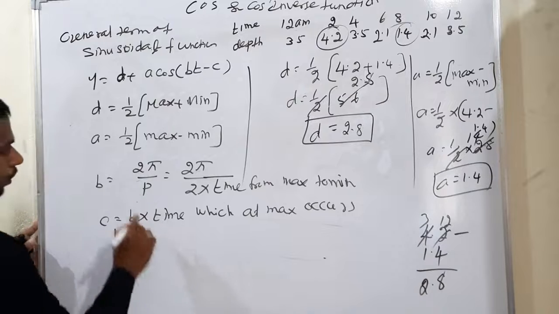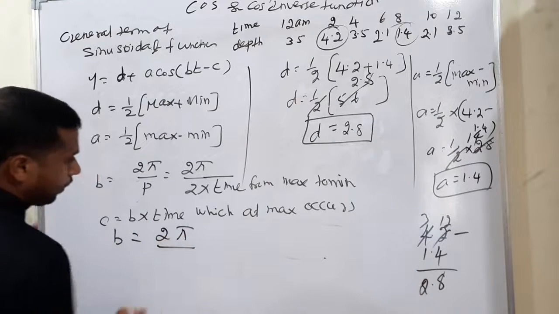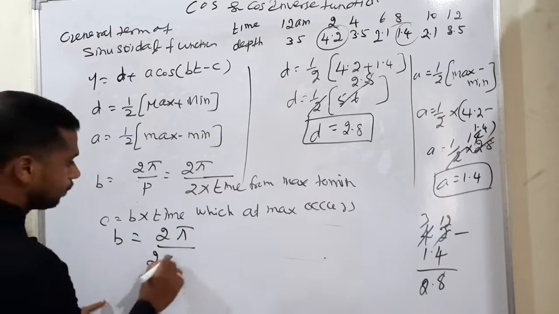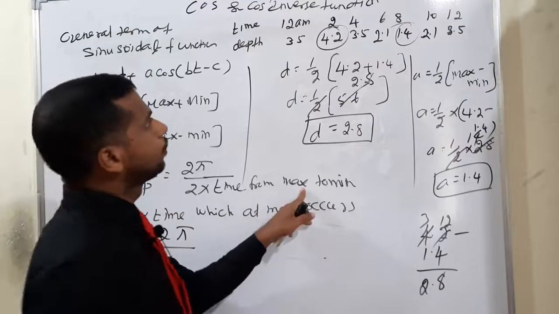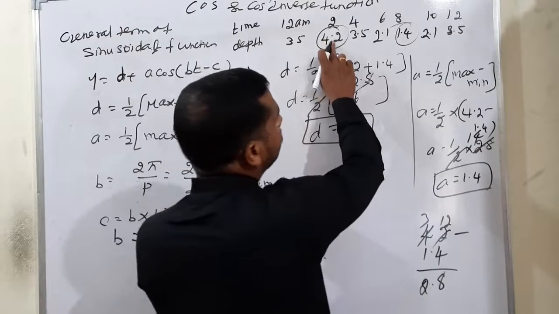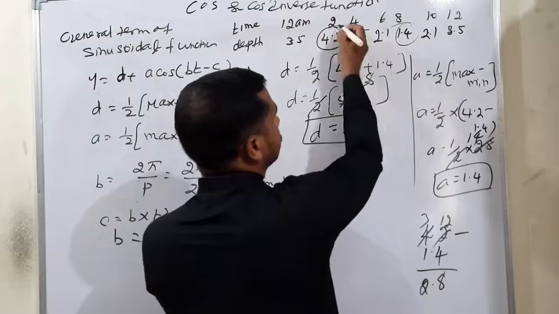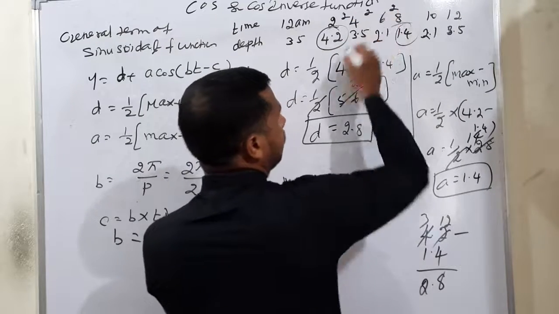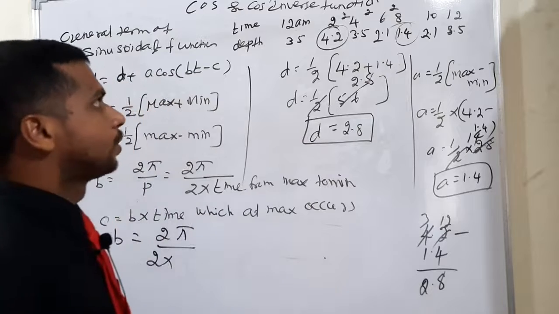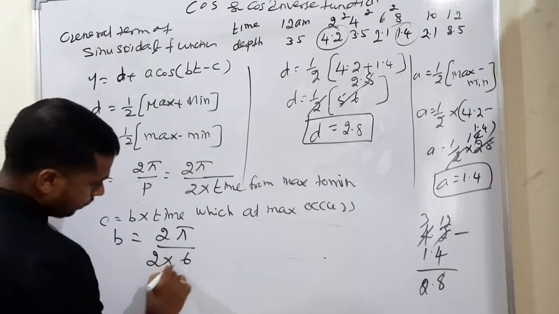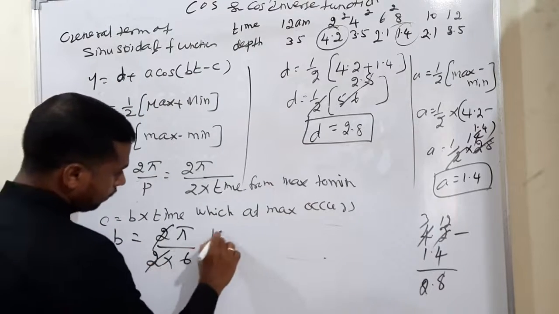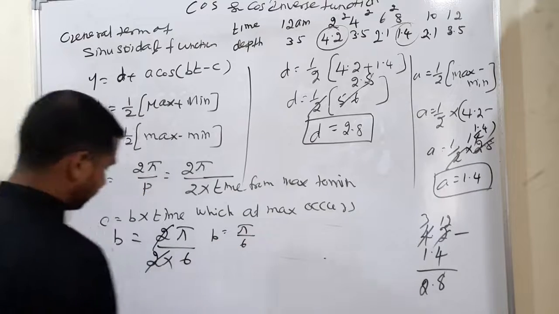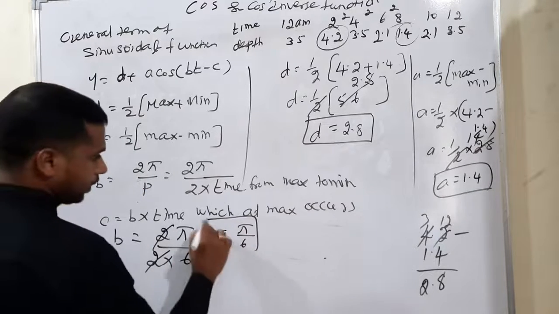So B is equal to 2 pi by 2 into time from maximum to minimum. Maximum to minimum means 4.2 to 1.4. Starting with distance 2, here also distance 2. So 2 plus 2 plus 2 is equal to 6 will come. Again 2 cancels, so the B value is equal to pi by 6. B is also over. This is called B.